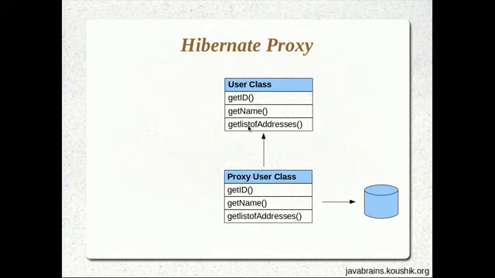Now consider this list, the one that we're talking about. We have a getListOfAddresses. Instead of pulling up all these values and handing them over to you, you're handed a proxy user class which does not have the complete list of addresses.